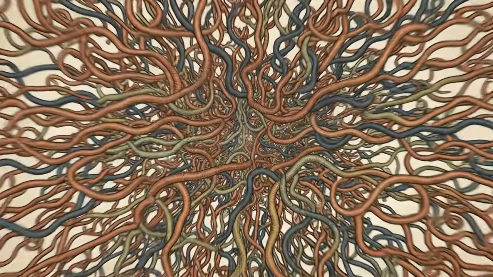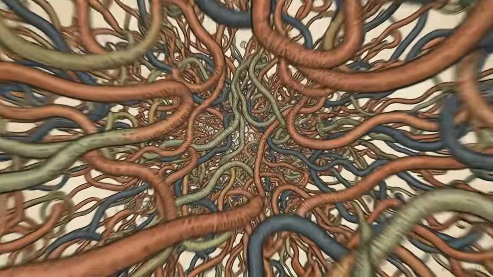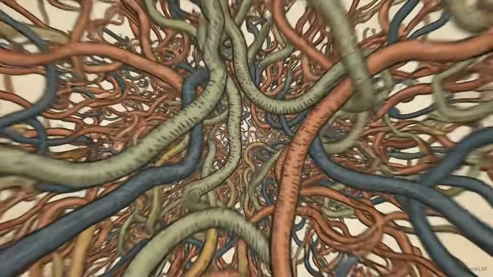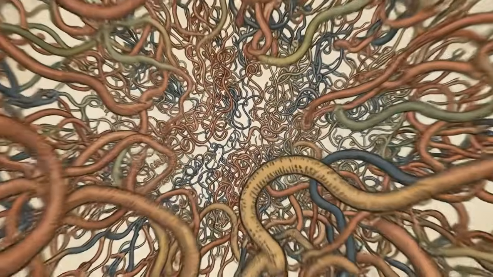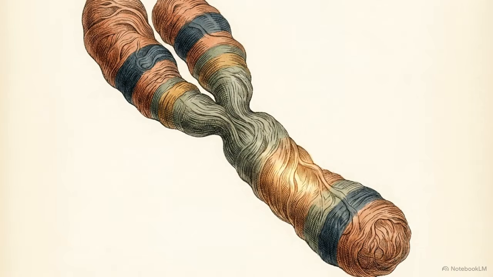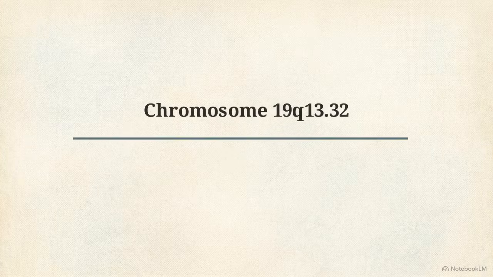Inside the nucleus of a human neuron, genetic instructions are packed with immense physical density. To find the highest concentration of inherited risk for late-onset Alzheimer's disease, we have to zoom in on one specific structure. This linear map represents the 13.32 band on the long arm of chromosome 19. It is the most heavily scrutinized address in the human genome.